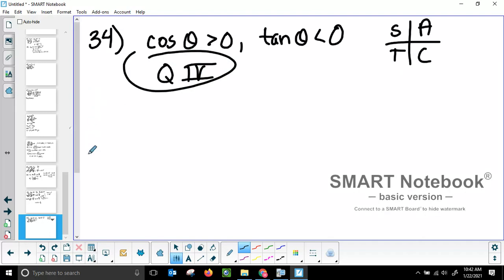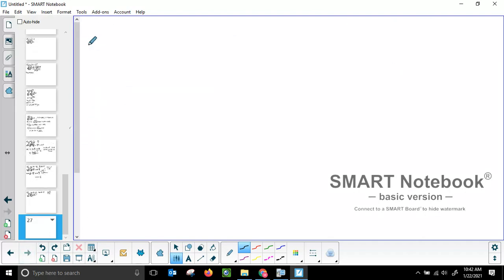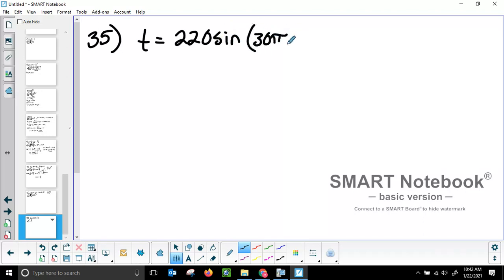All right, 35. Now the current I in amps flowing through an alternating current circuit is I of t equal to 220 times the sine of 30 pi t plus pi over 6, for t greater than or equal to 0.